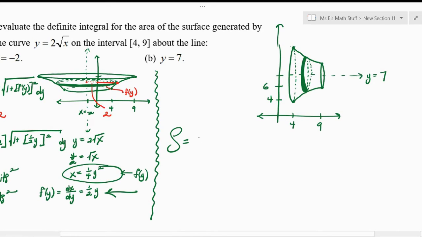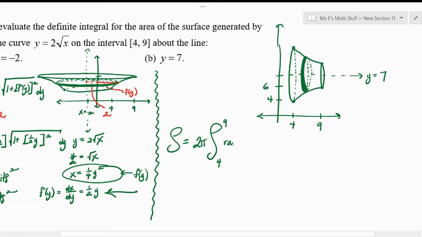So surface area is always 2 pi times the integral from a to b. I hope it makes sense. This time we're accumulating these rubber bands as you scan the x-axis. So we're going to the dx integral. So I'm just going to go ahead and pop those bounds in right now. So we're going from 4 to 9.